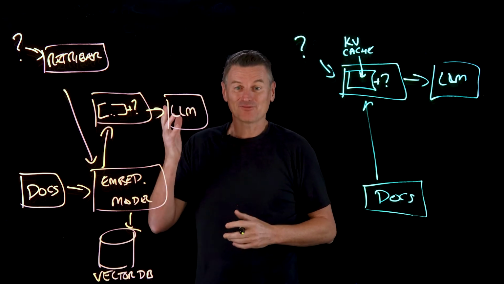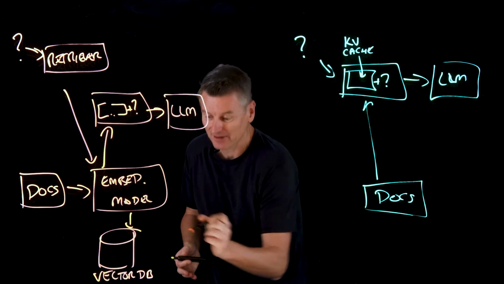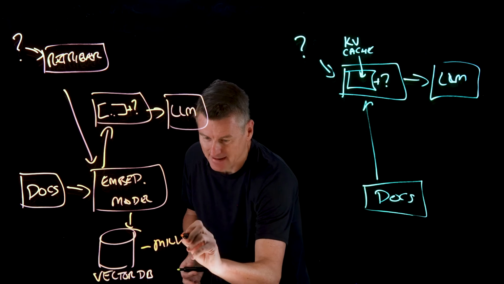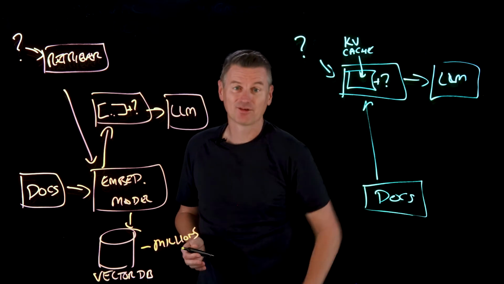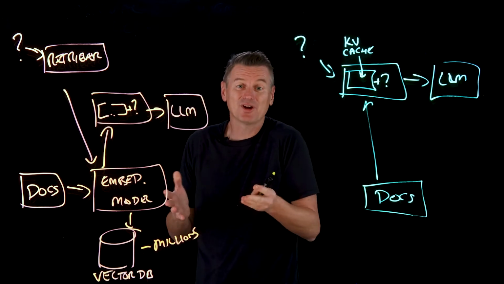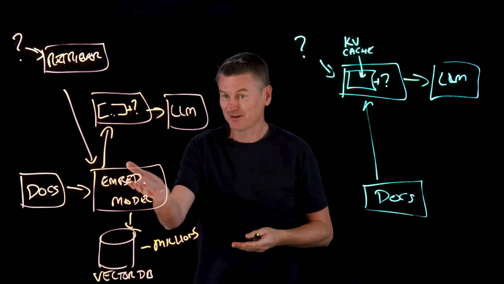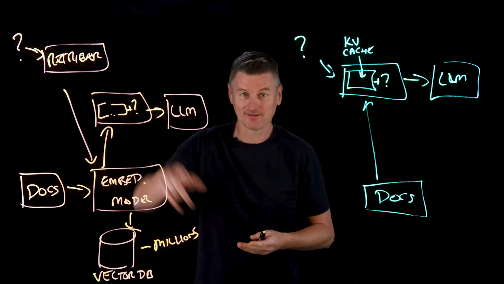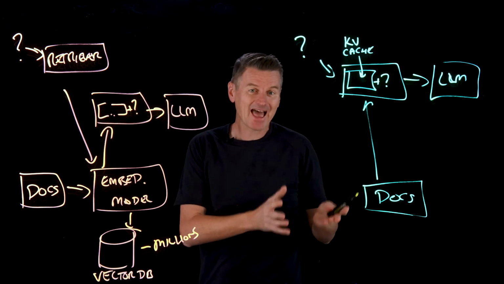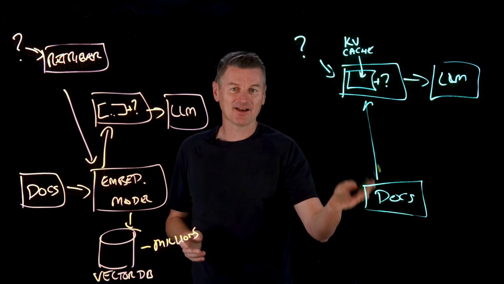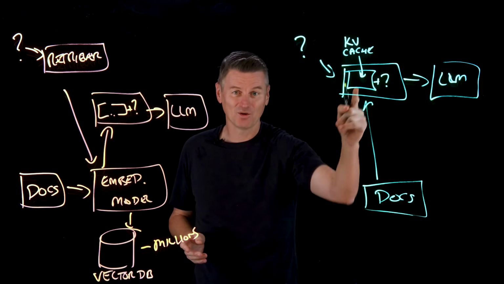So with RAG, your knowledge base can be really, really large. This could be millions of documents stored in here because you're only retrieving small pieces at a time. The model only sees what's relevant for a particular query. Whereas with CAG, you are constrained by the size of the model's context window.